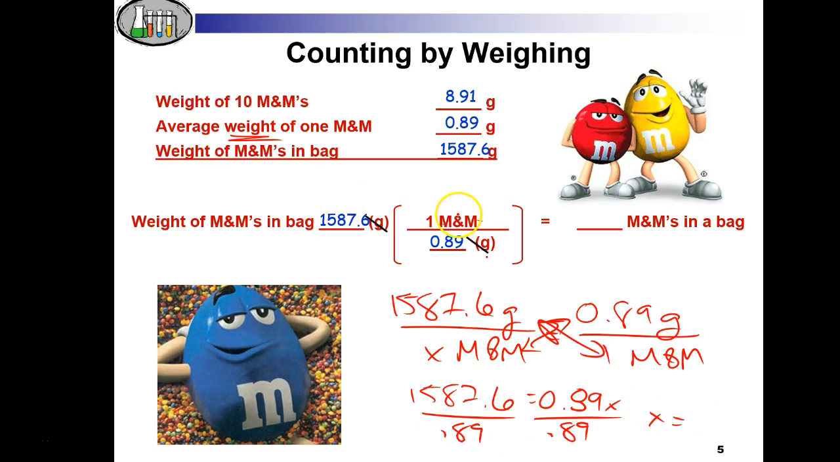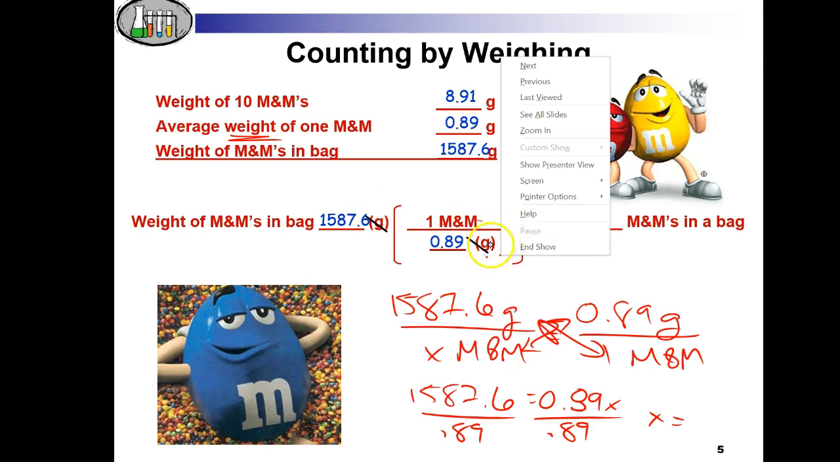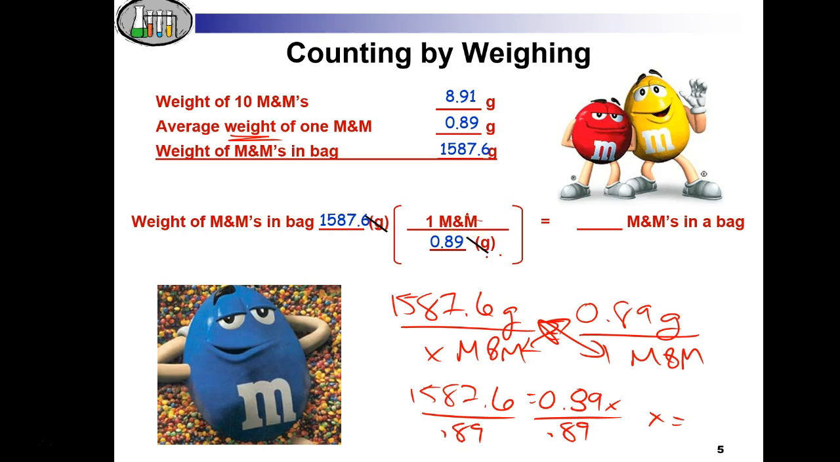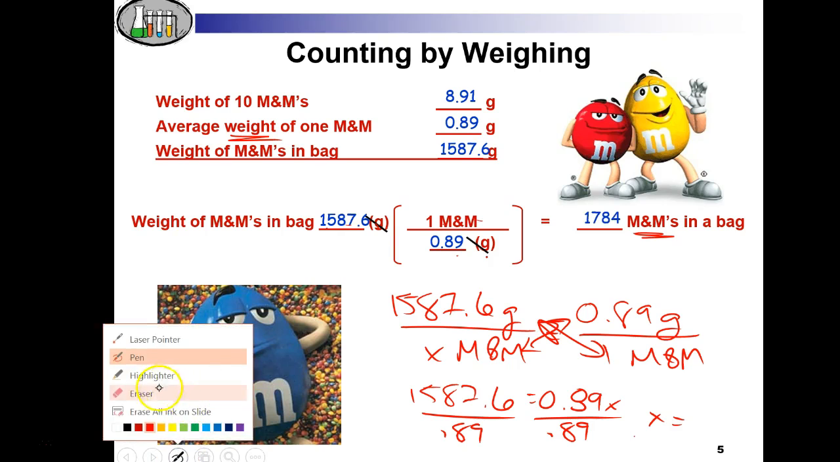Look what I'm doing here. This is a conversion. I put grams on the bottom because I know one M&M weighs 0.89 grams. When that unit cancels out, that tells me how many M&Ms I have in the bag, and I end up dividing those numbers. Remember, numbers on the bottom divide, just like here I divided, and I'm going to end up with how many M&Ms are in the bag.